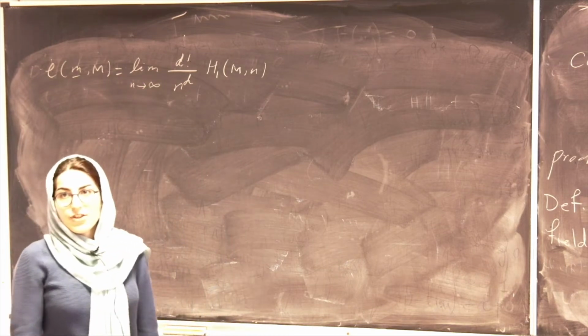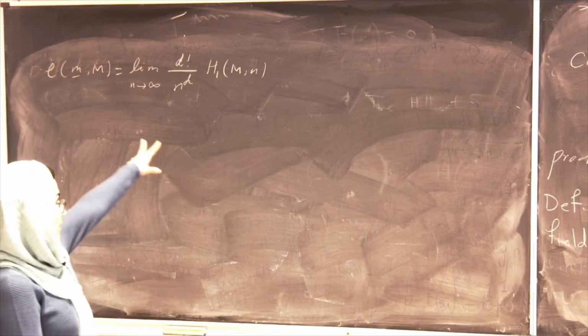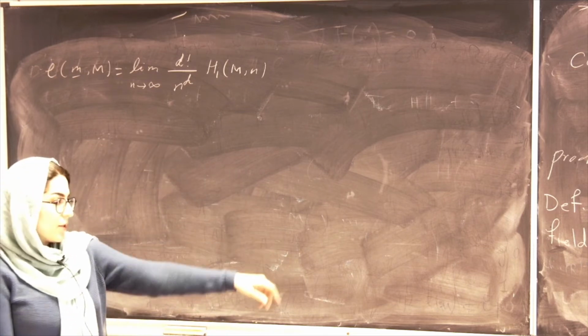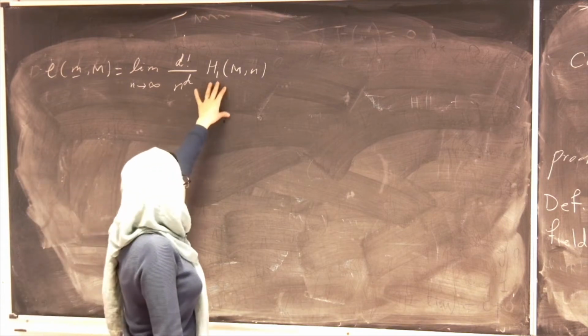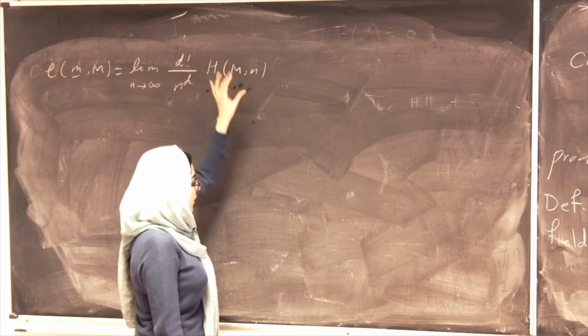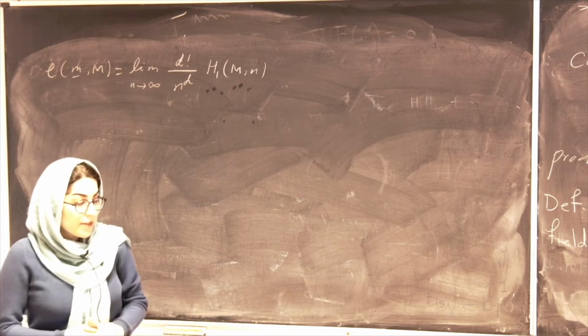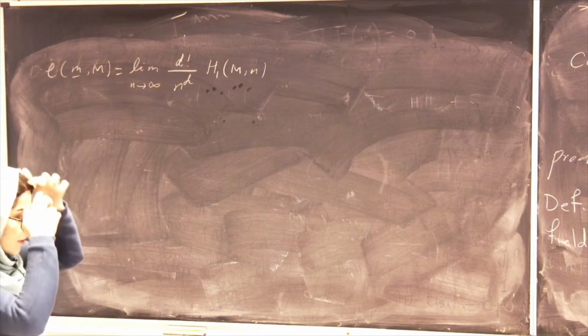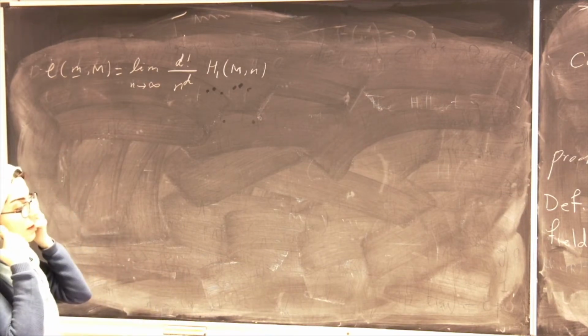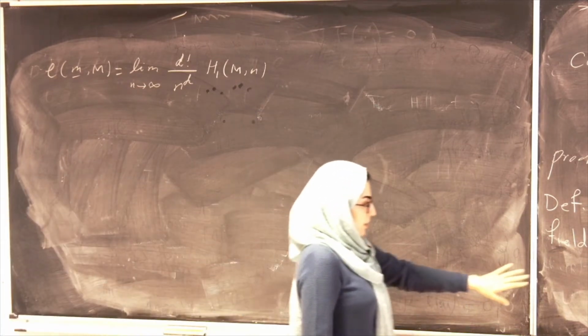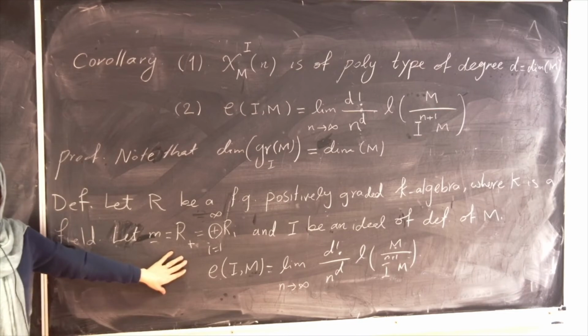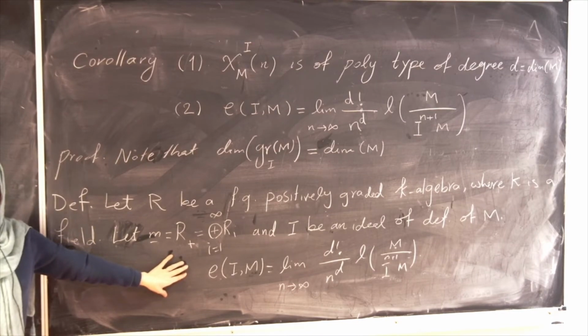But you can easily check that these two limits are the same. So no matter whether we put here the length of M mod I^{n+1}M, or the first iterated Hilbert function of M, both of them give us the same number. So this is why this definition for positively graded K-algebras is well defined.